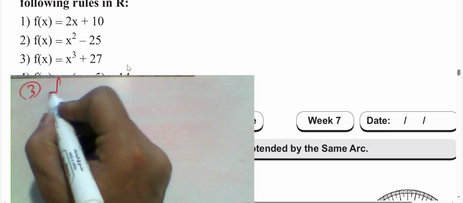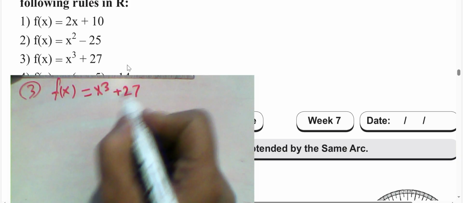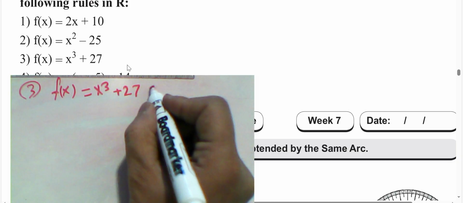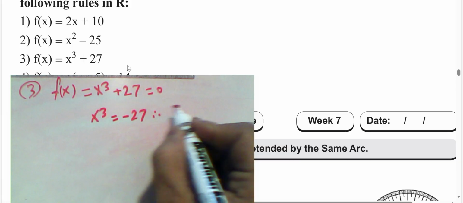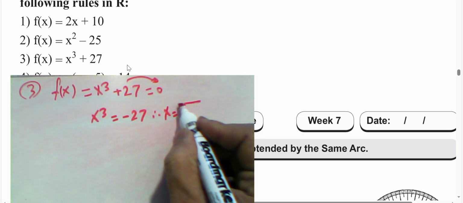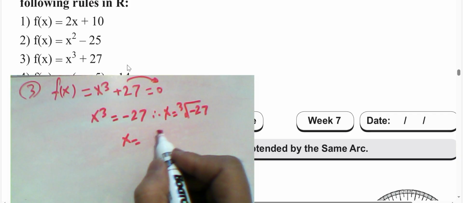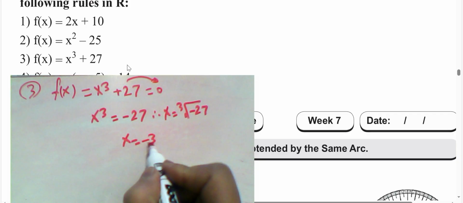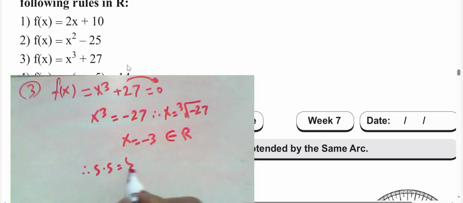Number 3, f of x equals x power 3 plus 27. We can solve the equation by putting the function equal to 0. Then x power 3 equals negative 27. Move to the right hand side. Then x will equal the cubic root of negative 27. The value of x here will be the cubic root of negative 27, right? Negative 3. Negative 3 is real, belonging to the real numbers in the solution set.